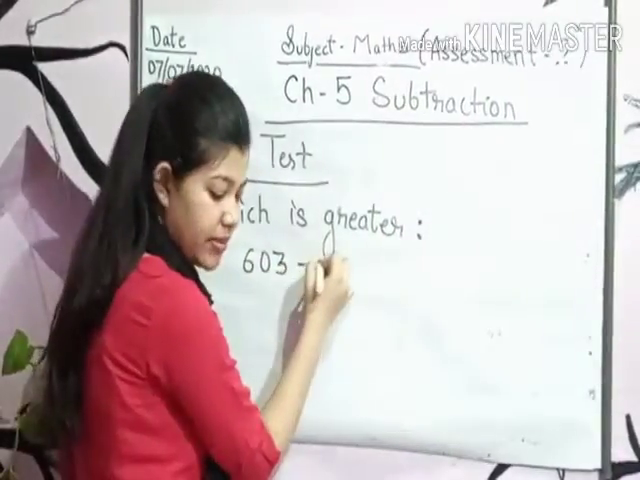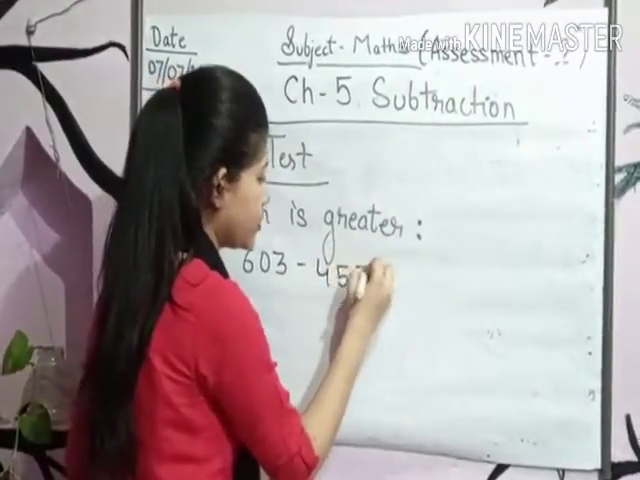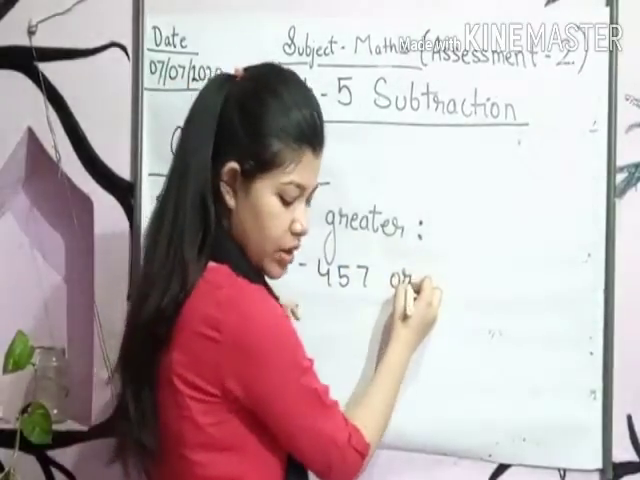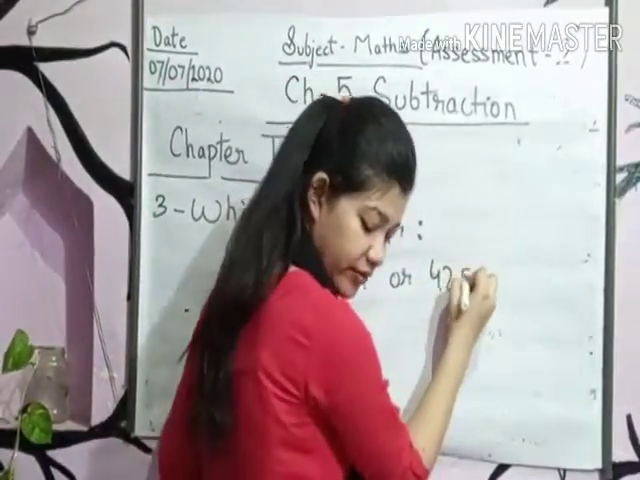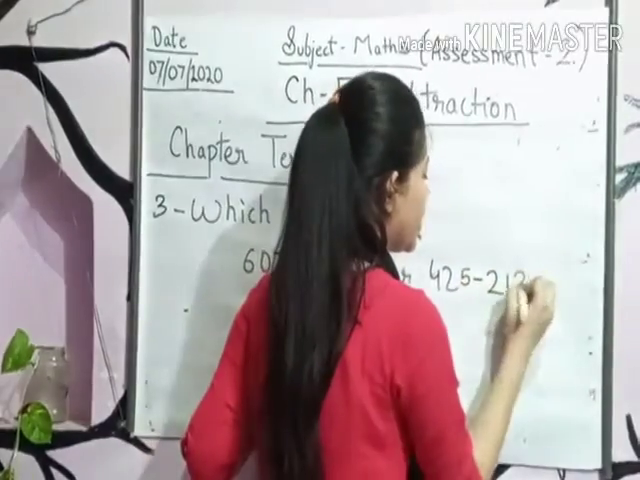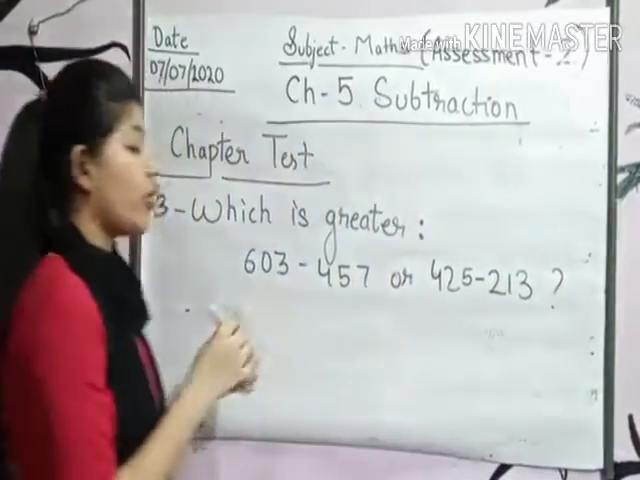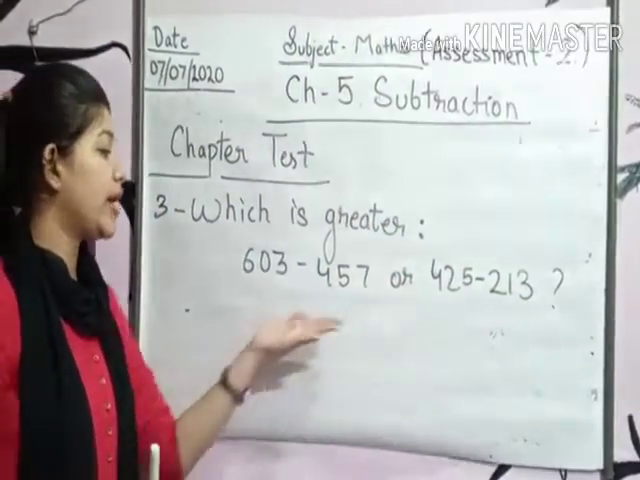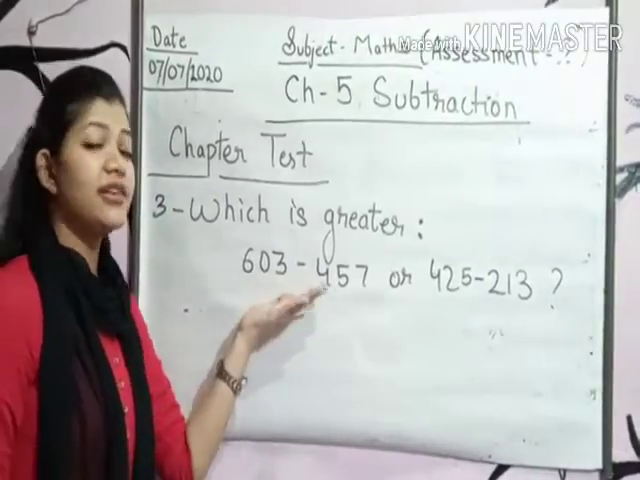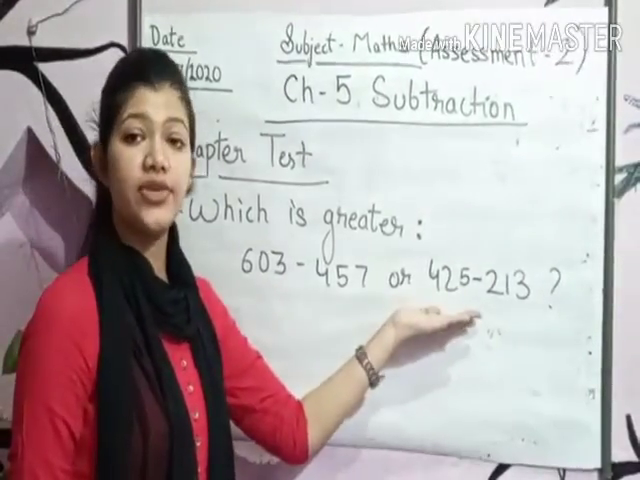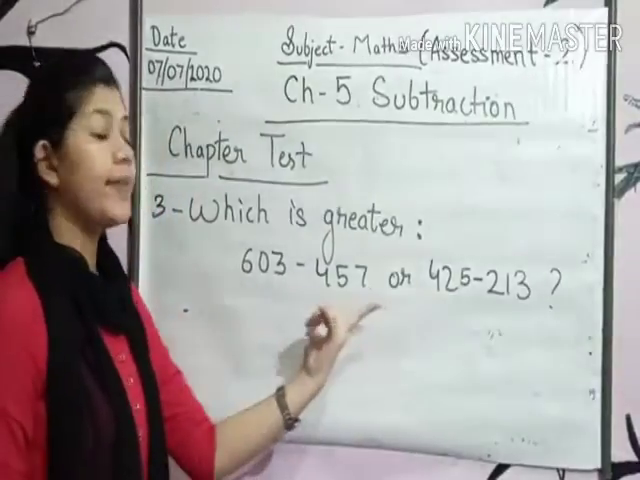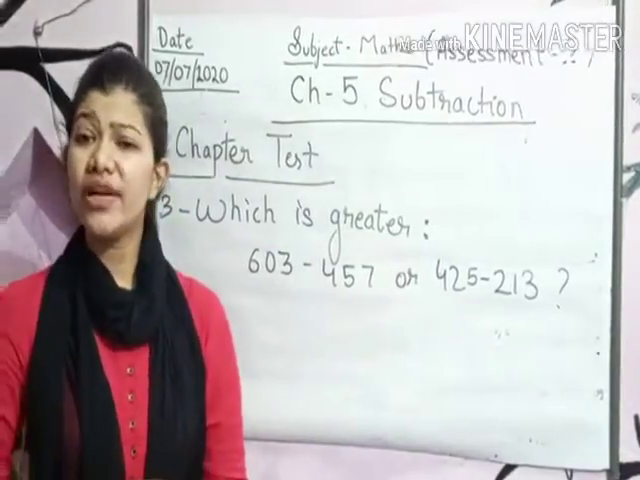(603 minus 457) or 425 minus 213. Okay, now what you have to do, you have to find out which number is greater, either this one or that one. So what we will do, we will compare these two numbers. Now how we will compare?